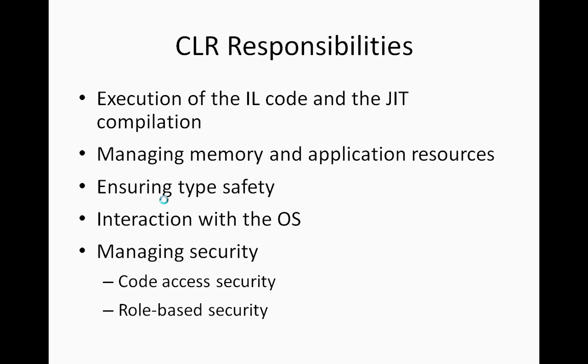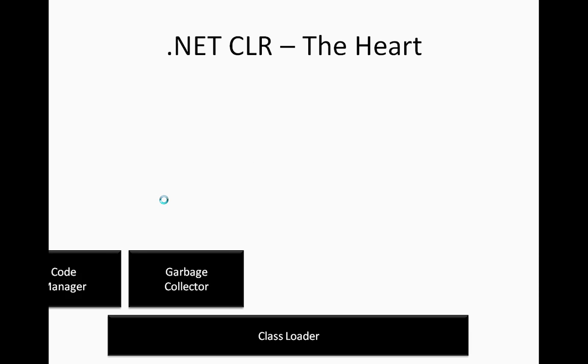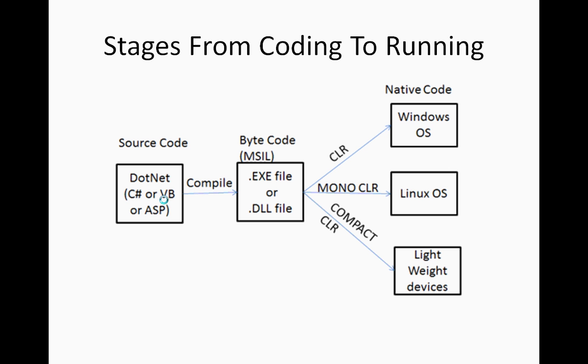So now let us understand the stages from coding to running, and then I'll come back. We will try to map the terms we have seen in the previous slide here. We can write our piece of code in a .NET language. It can be C# or VB or ASP.NET, any kind of technology.